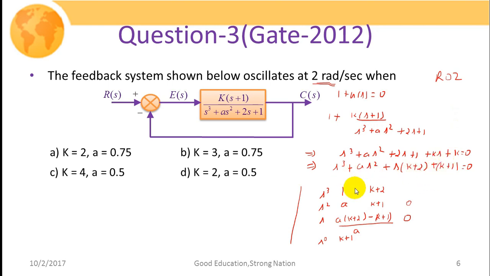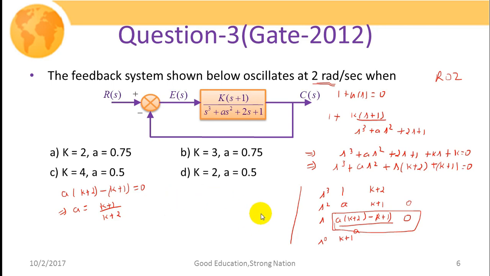So this cannot occur in this s cube, as this first term is 1. So anyhow it must occur in the next odd power of s, that is, it should occur in this particular row. So this has to be 0. This gives us a times (k plus 2) minus (k plus 1) is equal to 0. This gives us a is equal to (k plus 1) divided by (k plus 2). So this gives us the first condition in a and k.